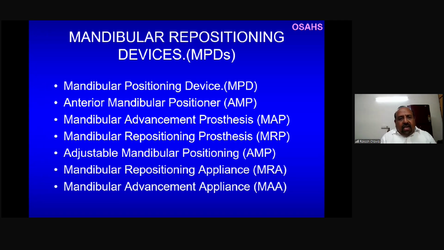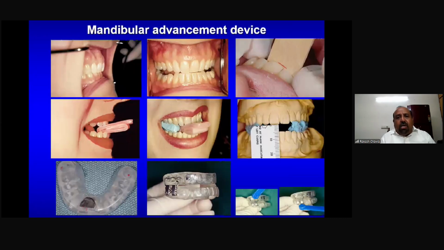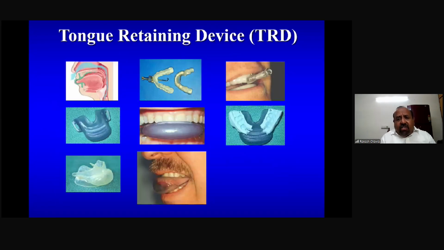So various devices are there, from mandibular positioning devices to mandibular advancement appliances. There are also local appliances which you can apply on your tongue. They work by increasing the airway. They pull the genioglossus forward, pull the tongue forward, the upper airway space is regained, and snoring and OSA are eliminated. These are the various mandibular advancement devices which are available. These are the various tongue retaining devices. They hold the tongue primarily, so in sleep it doesn't fall back.